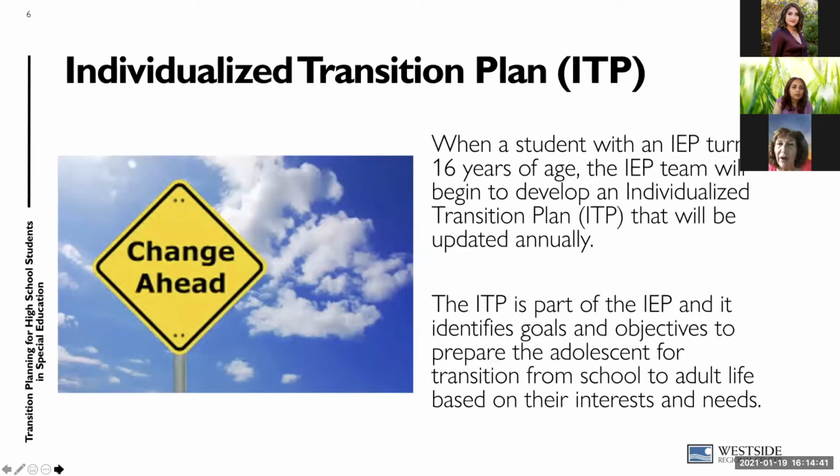So we're talking about the transition plan. What is a transition plan? When a student turns 16, the team will begin to develop this transition plan. It's part of the goals of the IEP, and it identifies goals and objectives to prepare the adolescent who will be transitioning from school to adult life based on their interest and needs.